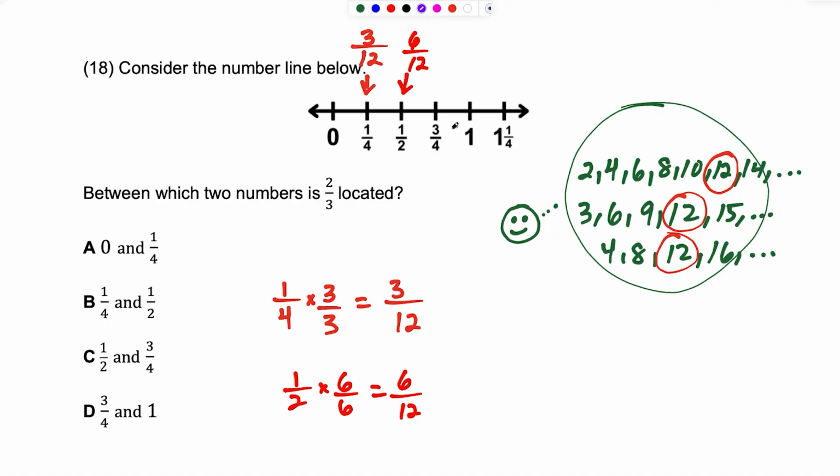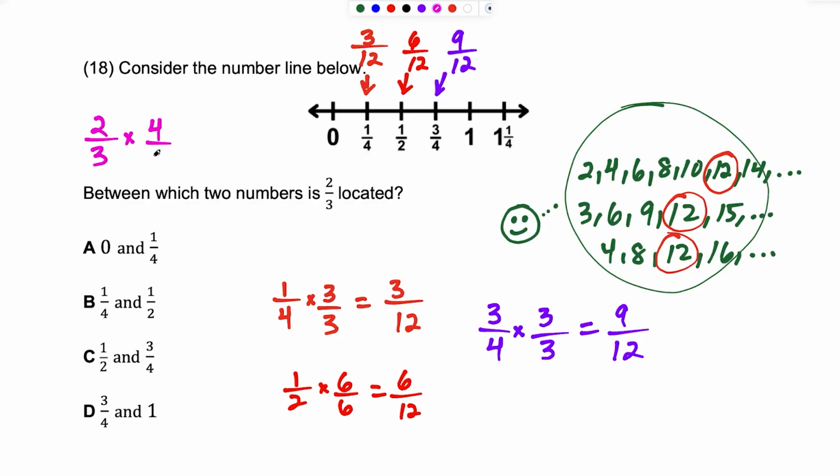And then the next number with a denominator of 12, I have 3/4. And I want a denominator of 12, so I'm going to multiply 4 times 3. But if I multiply the denominator by 3, I have to do the same thing to the numerator. So we have 3 times 3 on top is 9, over 4 times 3 is 12. Okay, so we get 9/12 over here. And now I look at this and we have 2/3. Okay, that's the number we want to see between which two numbers is 2/3 located. So 2/3, if I multiply by 4/4, that's going to give us a denominator of 12. 2 times 4 is 8, and 3 times 4 is 12.